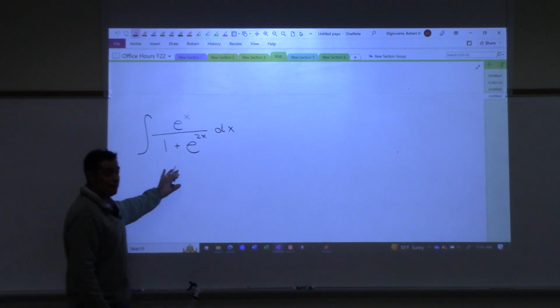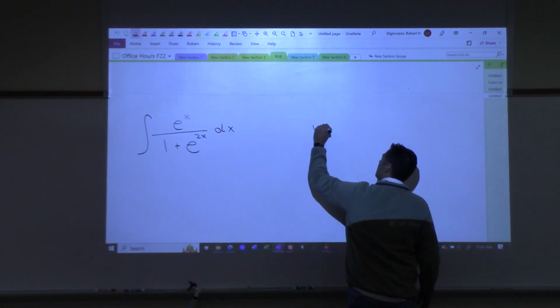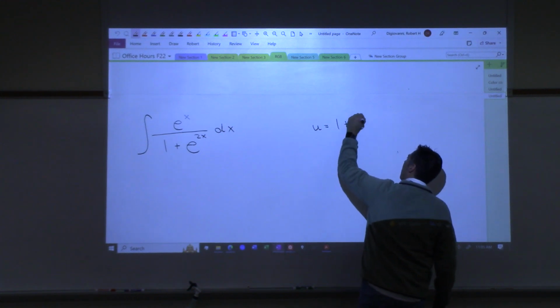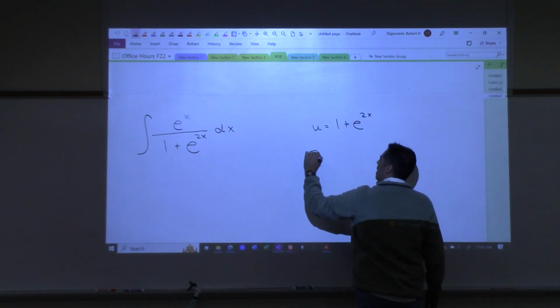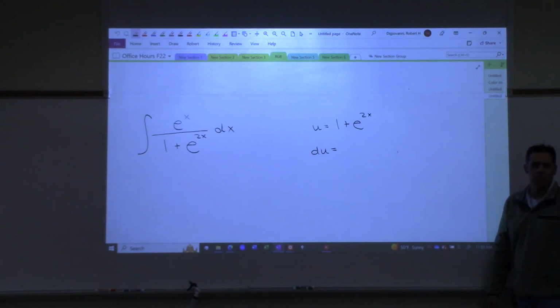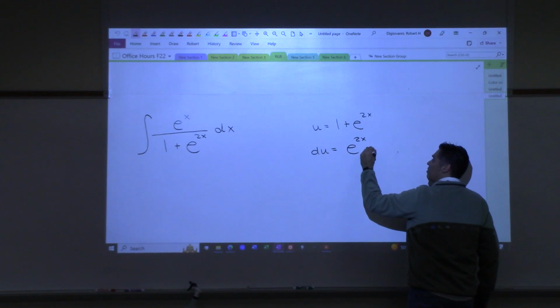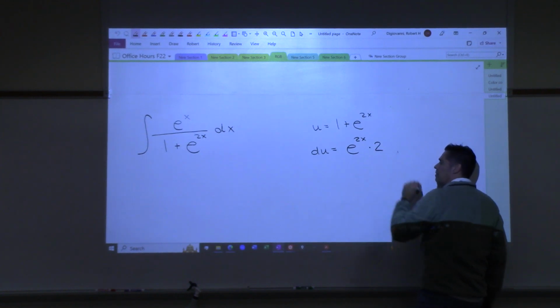Okay, let's try 1 plus e to the 2x. u is equal to 1 plus e to the 2x. If we take the derivative of that, what is it? Careful. The derivative of 1 is 0, right? The derivative of e to the 2x is itself, times, by the chain rule, 2. Times 2.